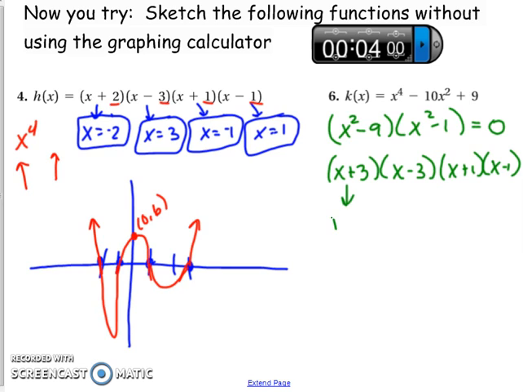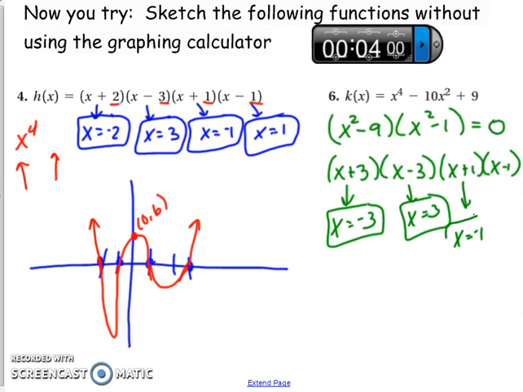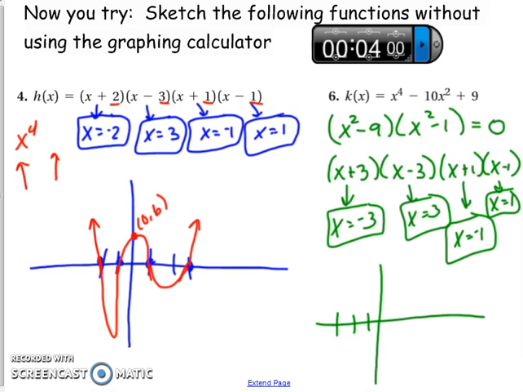And we're going to set each one to 0. So we get -3, we get +3, we get -1, and we get +1. So when we go to sketch this, we know that it's an x to the 4th function, okay, and that x to the 4th is positive, so my ends are going to both be up. And then I'm just going to follow the shape.